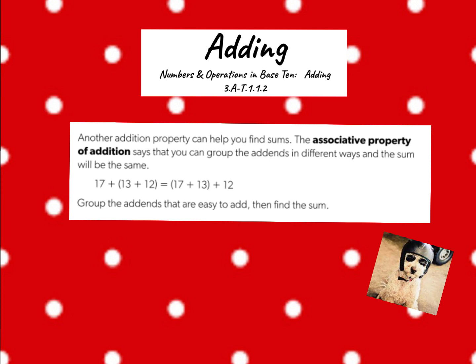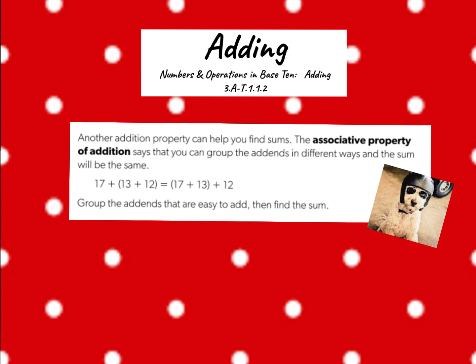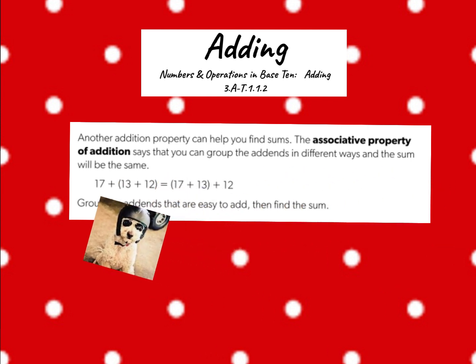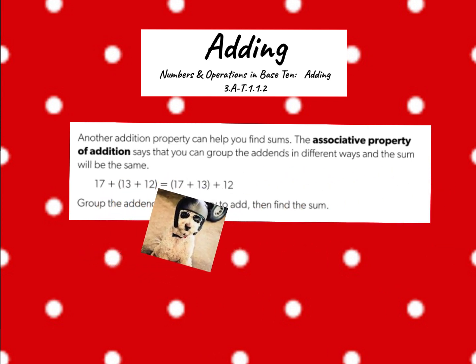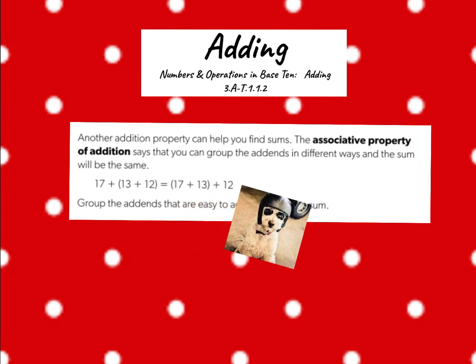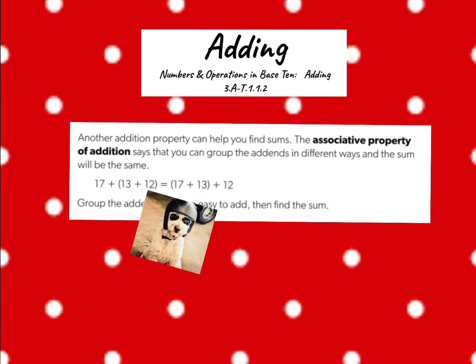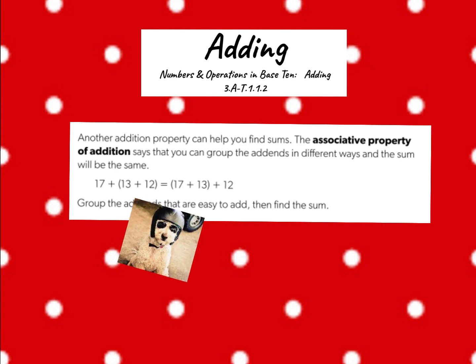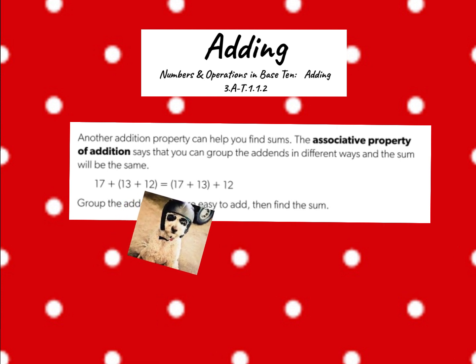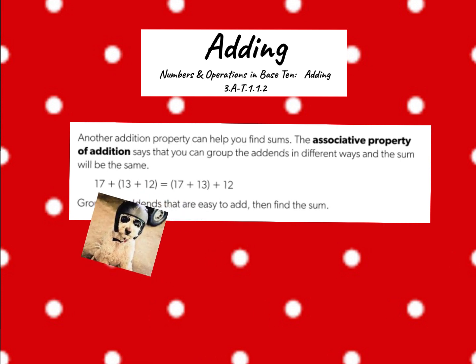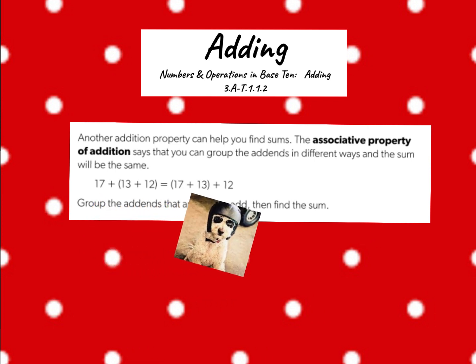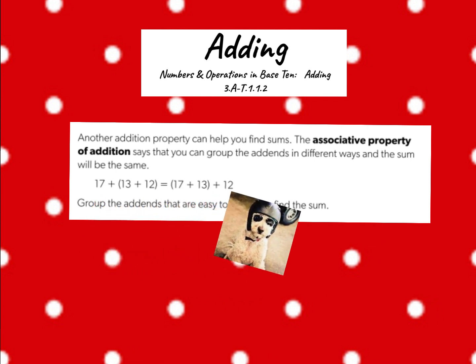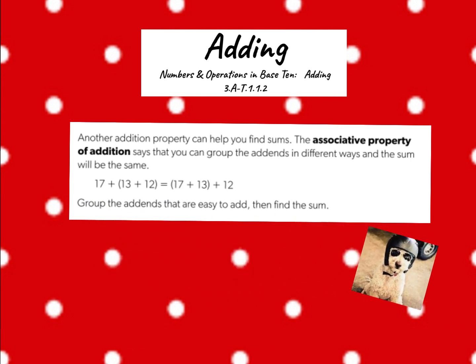Another addition property that can help you find sums is the associative property of addition. Can you guys say associative property? And that says that you can group the add-ins in different ways and the sum will be the same. For example, 17 plus 13 plus 12 equals 17 plus 13 plus 12. And whatever's in parentheses, we do first. Okay, so you can add 13 plus 12 first and then add 17. Or you can add 17 plus 13 first and then add 12, and then it will be the same exact sum.